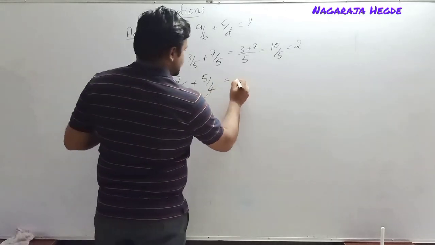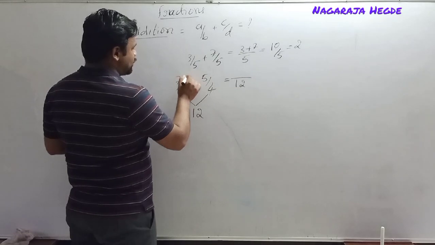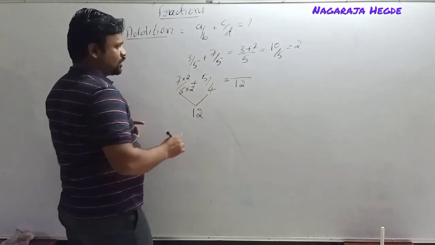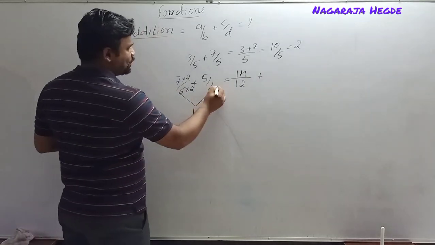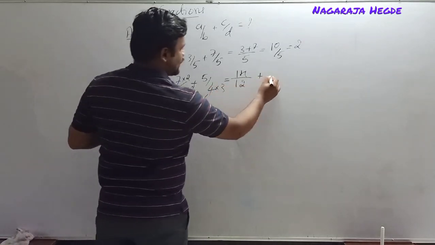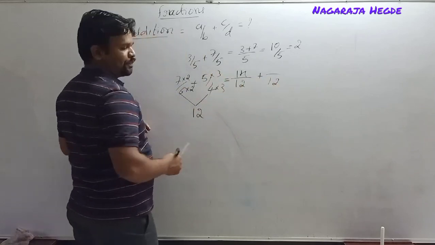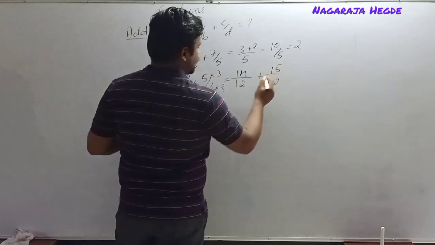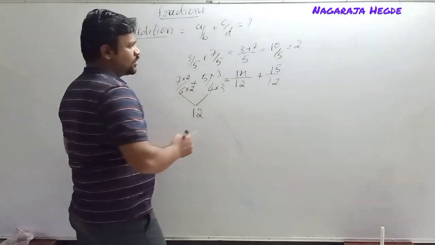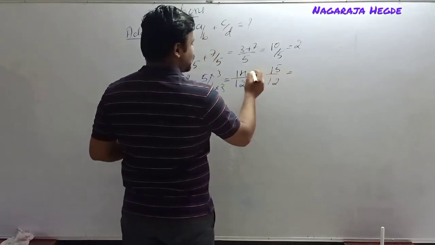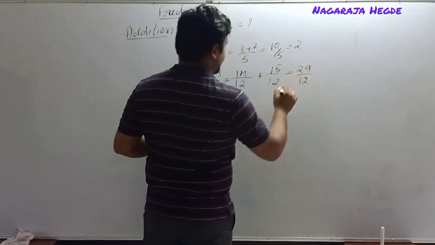Right. So now in place of 6 write 12. 6 2s are 12, so multiply 2 for the numerator. So what will happen here? 14 plus, and 4 3s are 12, so write 12. 4 3s are 12, so multiply by 3 here. 5 3s are 15. Now the denominators of both the fractions are the same, so we can add the numerators. 15 plus 14, we are going to get 29 divided by 12.